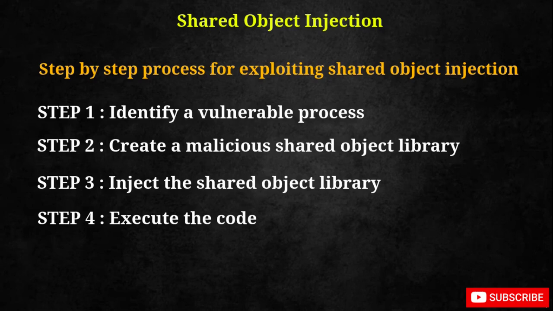Step 2 is creating a malicious shared object library. Once we identify the vulnerable process, we need to create a malicious library that can be loaded into the process. Here we need to create code that performs a privilege escalation, such as elevating the attacker's privileges to root. The next step is injecting the shared object library. Once we create the malicious shared object library, we need to inject it into the vulnerable process. And the final step is, once we inject our malicious program, to execute the code.